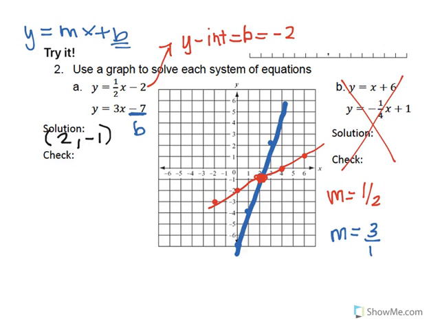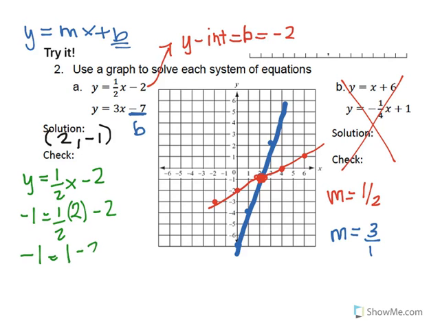I'm going to do a quick check. I'll do the check in green today. So we're going to check equation 1, which is y is equal to 1/2 x minus 2. And if you plug in that ordered pair, you should get the right answer. So y is -1 equals 1/2 times x, and your x was 2, multiplied by 2, minus 2. Does the left side equal the right side when you do this? So you get -1. 1/2 of 2 is actually 1, minus 2. So you get -1 is equal to -1.